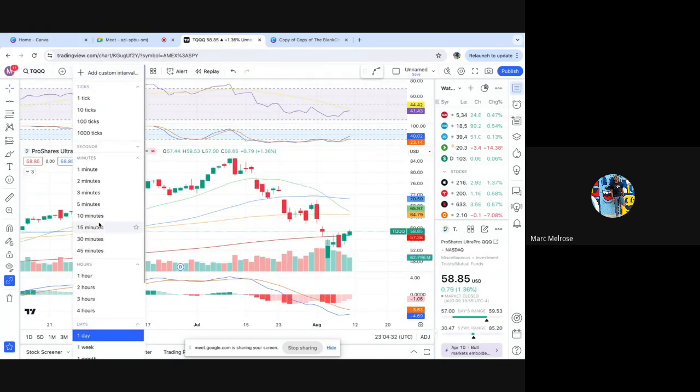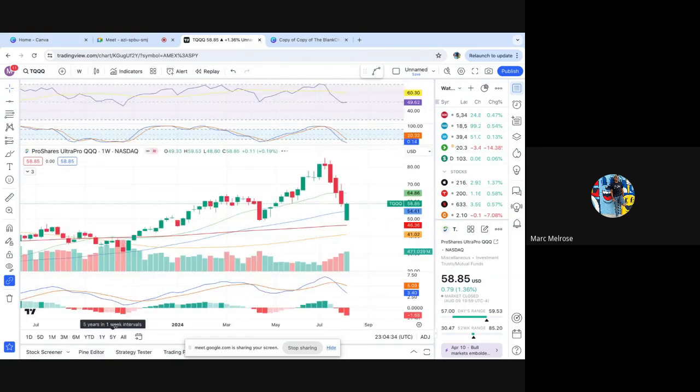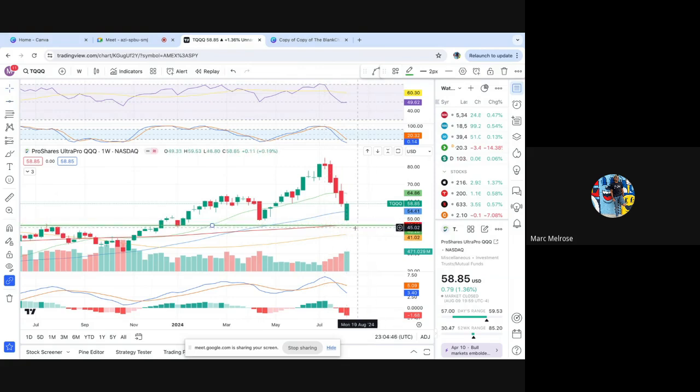So let's look at TQQQ. Looking at the weekly for ProShares, it looks like it's trying to test this 200-day moving average. That's going to be the support level on the weekly chart, at $46.34, so about $45. If it was to break below that, I'm going to treat this moving average as my next line of support.